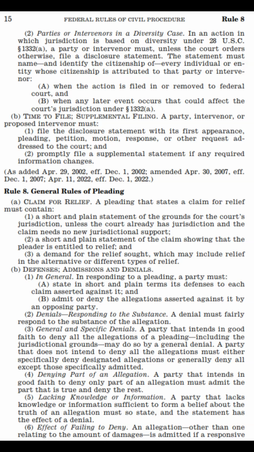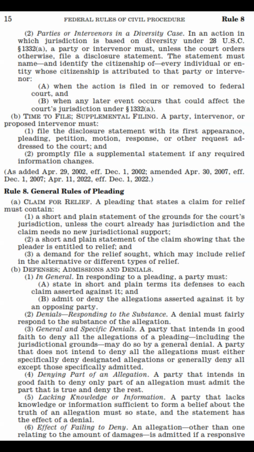B. Time to file. Supplemental filing. A party, intervener, or proposed intervener must: 1. File the disclosure statement with its first appearance, pleading, petition, motion, response, or other request addressed to the court, and 2. Promptly file a supplemental statement if any required information changes. As added April 29, 2002, effective December 1, 2002; amended April 30, 2007, effective December 1, 2007; April 11, 2022, effective December 1, 2022.